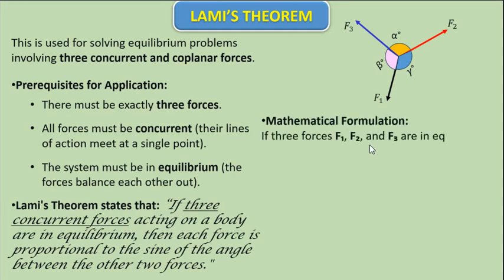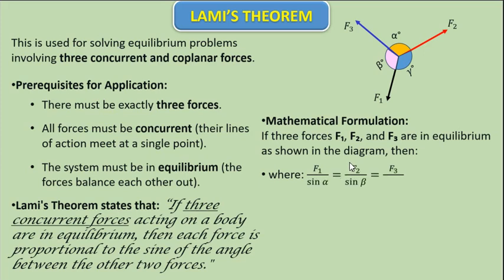For three forces F1, F2, and F3, if they are in equilibrium, as we have seen in the diagram above, from the sine rule we can see that F1 over sine alpha is equal to F2 over sine beta is equal to F3 over sine gamma. Remember what we said before: F1 is proportional to sine alpha, F2 is proportional to sine beta, F3 is proportional to sine gamma. I'm making all that ratio equal to each other.